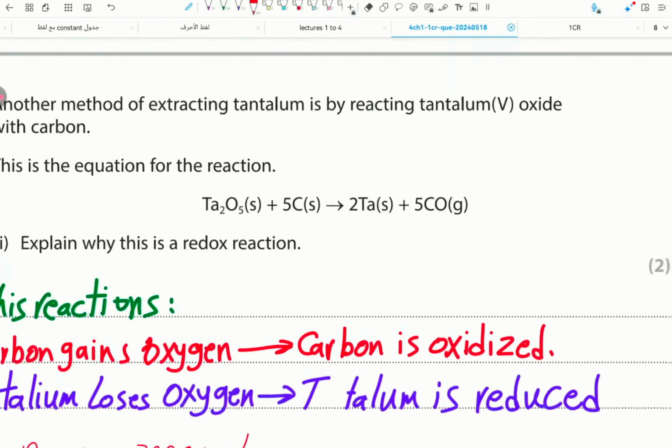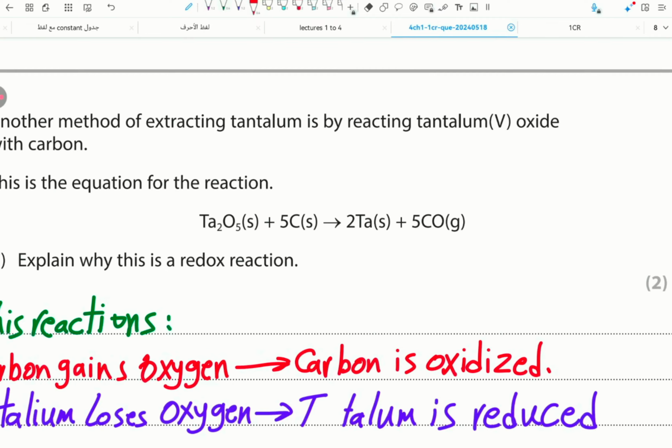What do we mean by carbon is in excess? Generally, my friends, in this reaction, we need to extract the tantalum. Tantalum oxide is not a good chemical material. Let's say it's very cheap and it cannot be used in industry. We need to take the tantalum alone. So we put an amount of carbon and we heat them together so that the carbon will steal the oxygen and it will give us pure tantalum.